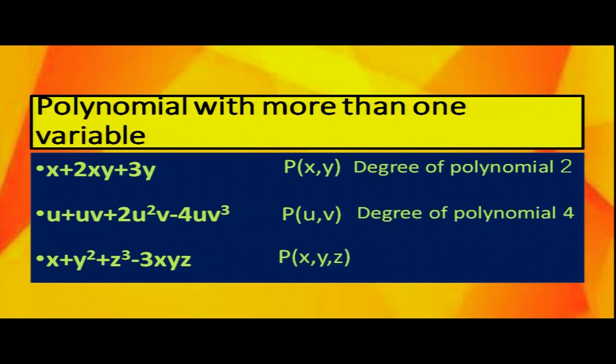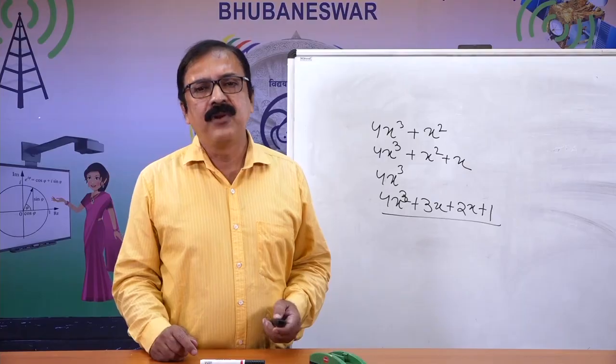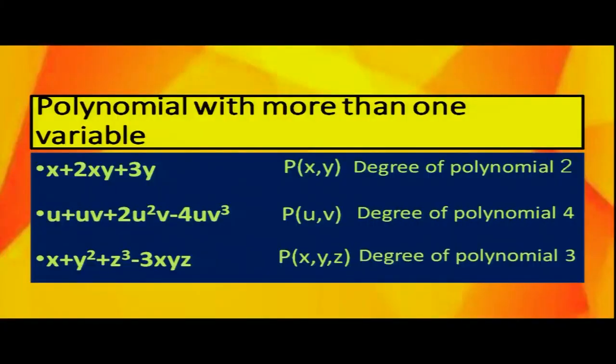In the third case, we have used three variables, so we can write p(x,y,z). Here again, z to the power 3 is maximum, and in the term minus 3xyz, the sum of the exponents of the variables is again 3. So the degree of the polynomial is 3 here.